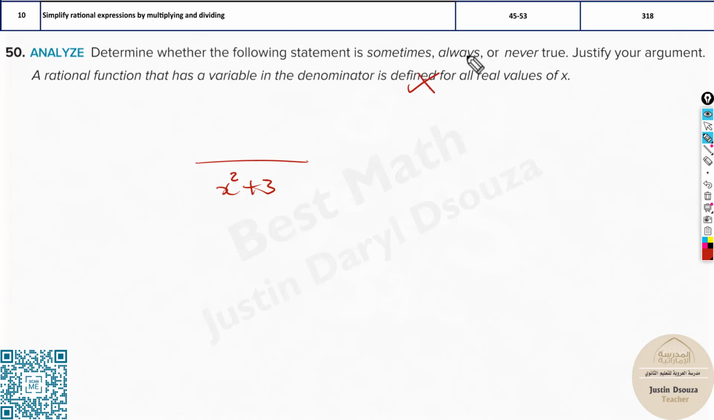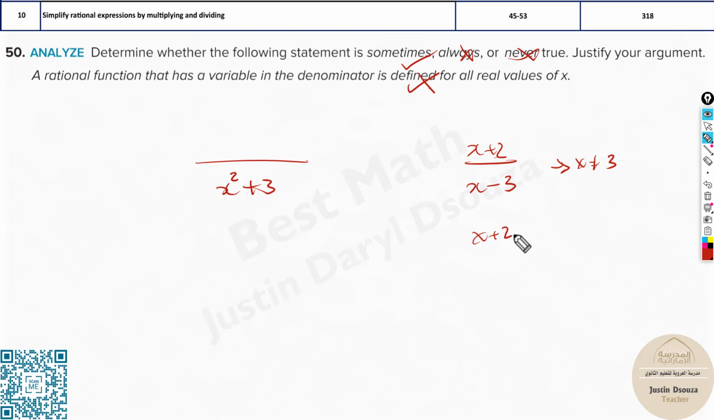So it is not always true, not never true. It is sometimes true. That is the answer. Say, for example, you have x plus 2 divided by x minus 3. This is undefined at x equal to 3; x cannot be equal to 3.